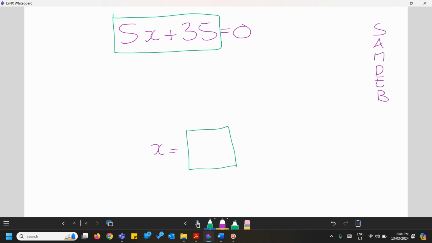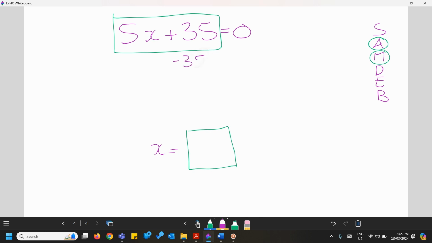We're doing BEDMAS in reverse to decide, do we get rid of the 35 first, or do we get rid of the timesing by 5? So if I go through this, it says I would get rid of the addition before I would get rid of the multiplication. Okay? So that suggests to me that I need to get rid of this plus 35 before I get rid of the times by 5. So what is the opposite of plus 35? Take 35, thank you very much.